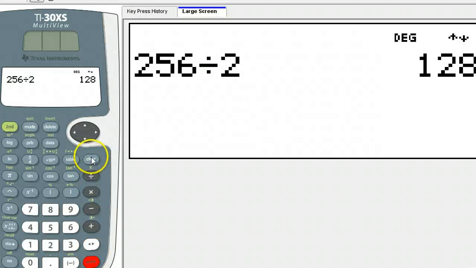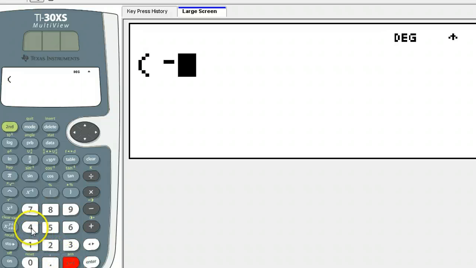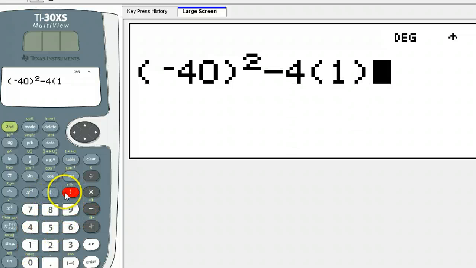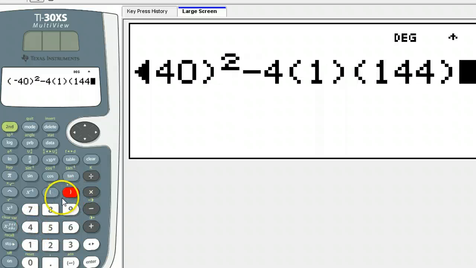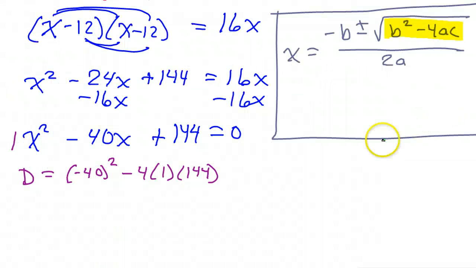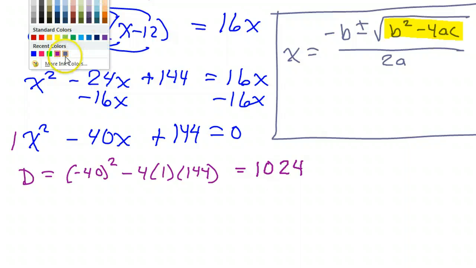So let's see. So that's going to be negative 40 squared. Okay, minus 4. I don't really need to put the 1. And then c was 144. Okay, 1024. That's my discriminant. So now that I have the discriminant, I can go ahead and do the rest of the quadratic formula.